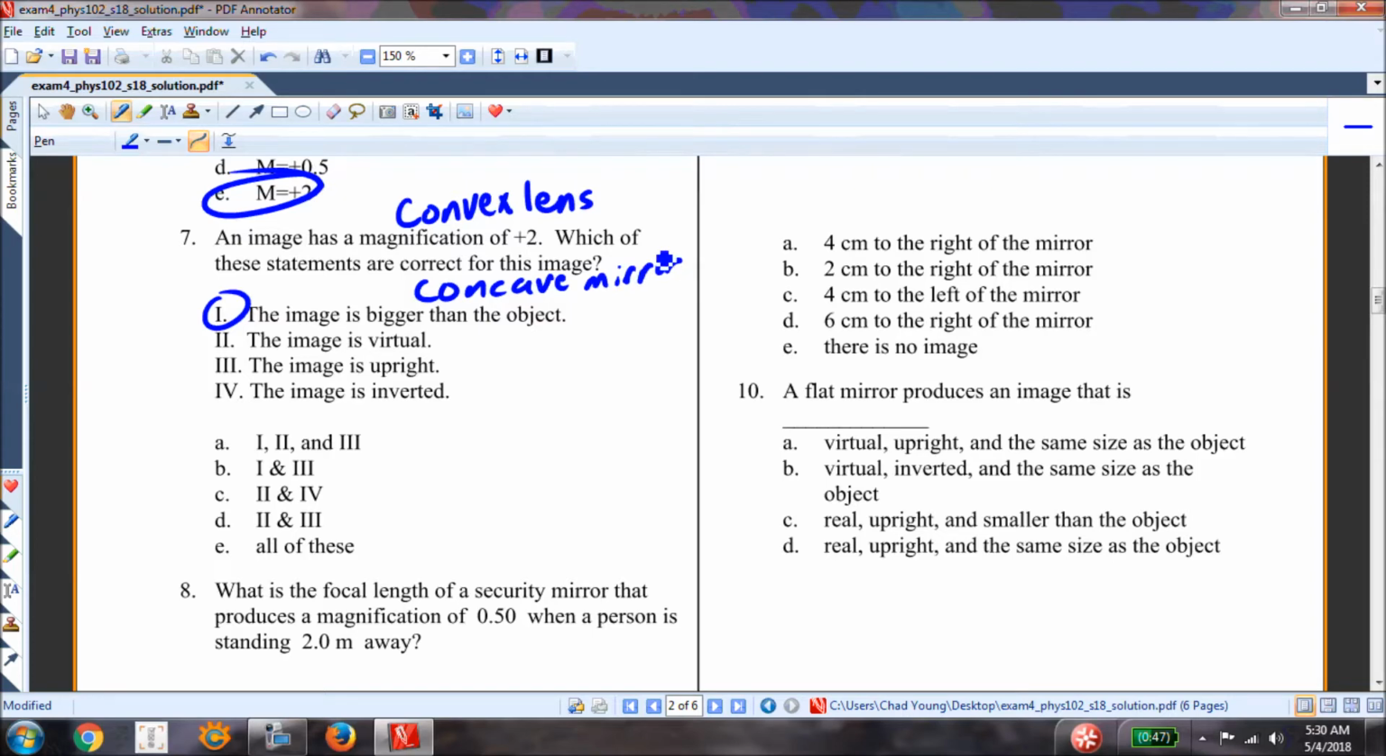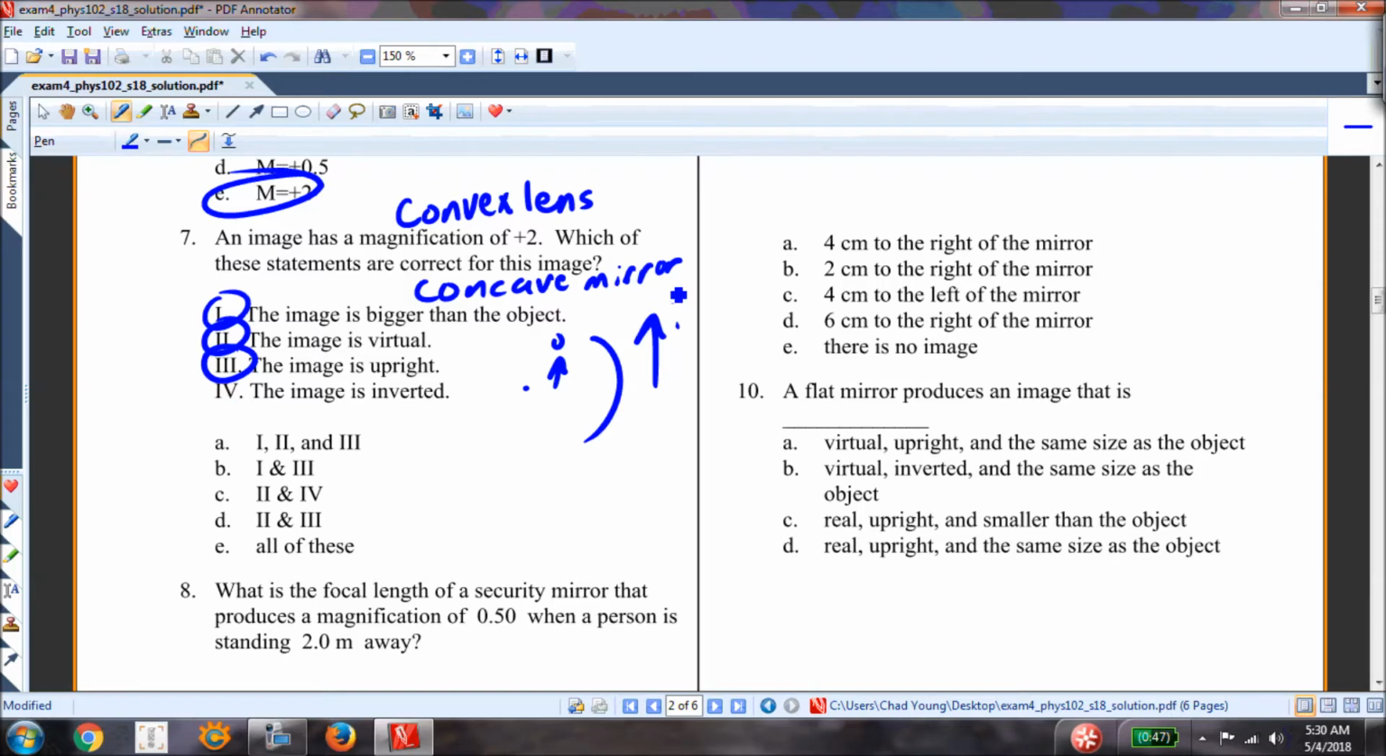All right, and I know that when the image is bigger, the image is both virtual and upright. That's when you have, say, a concave mirror when the object is right here and the image is right there. So it's a virtual upright image.